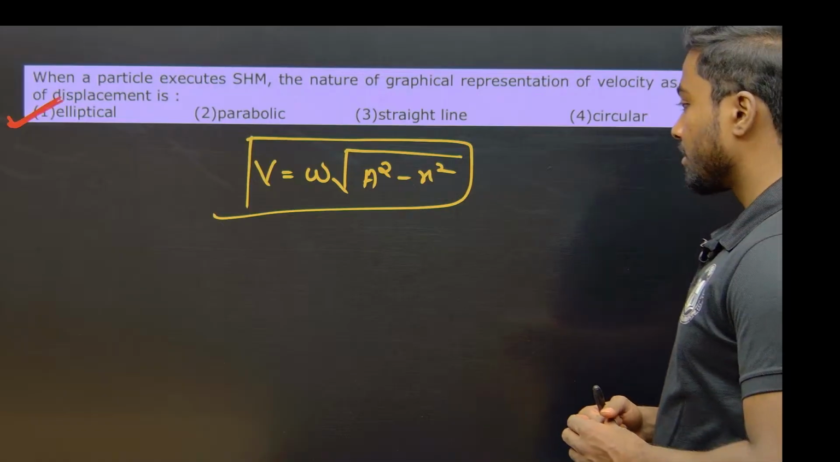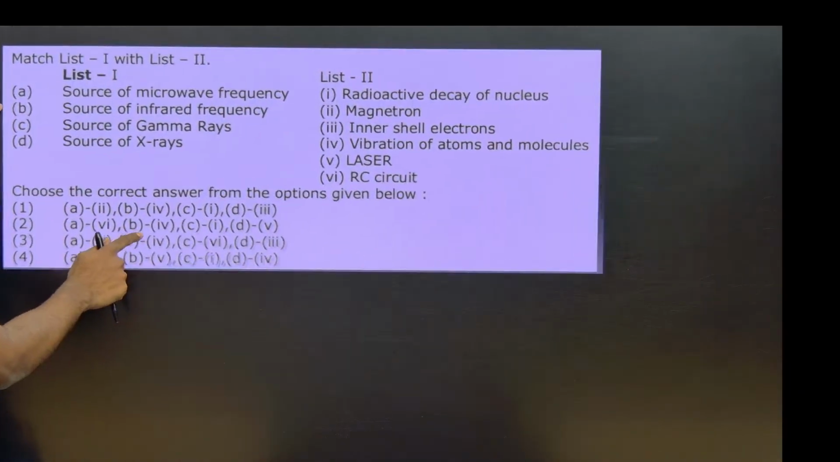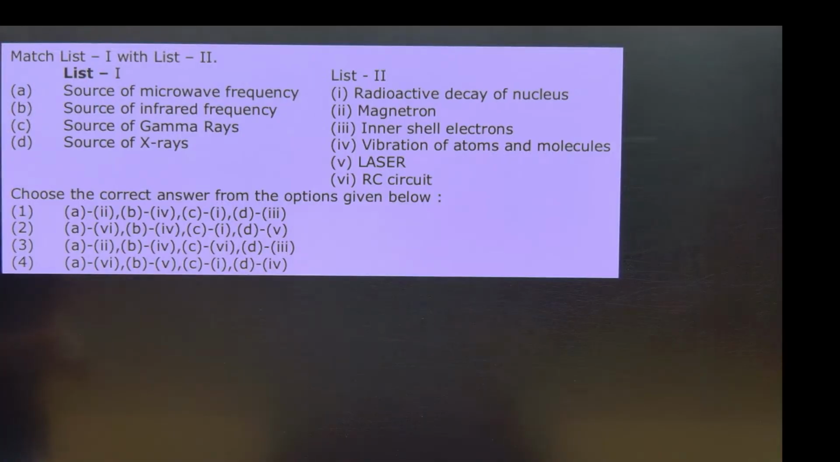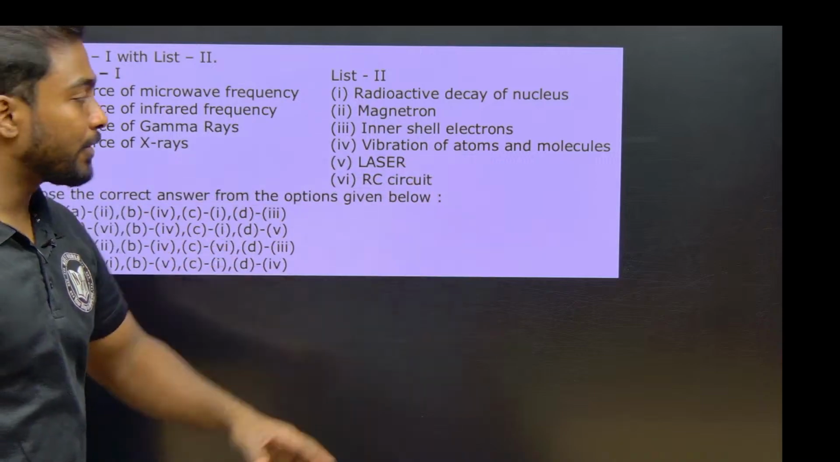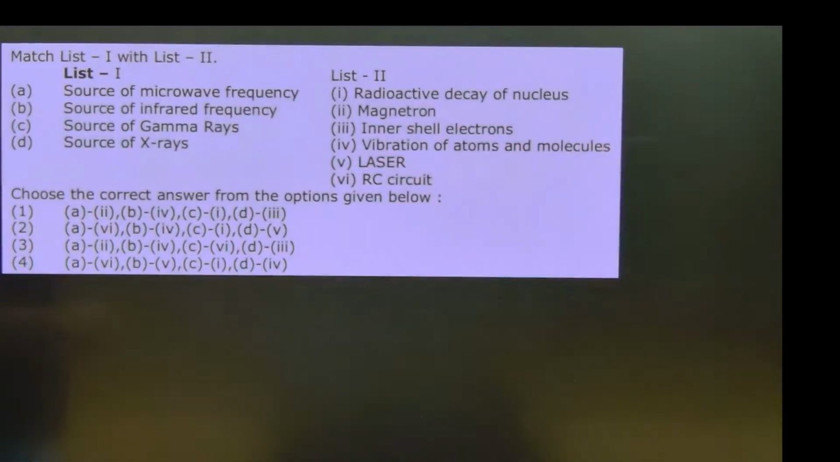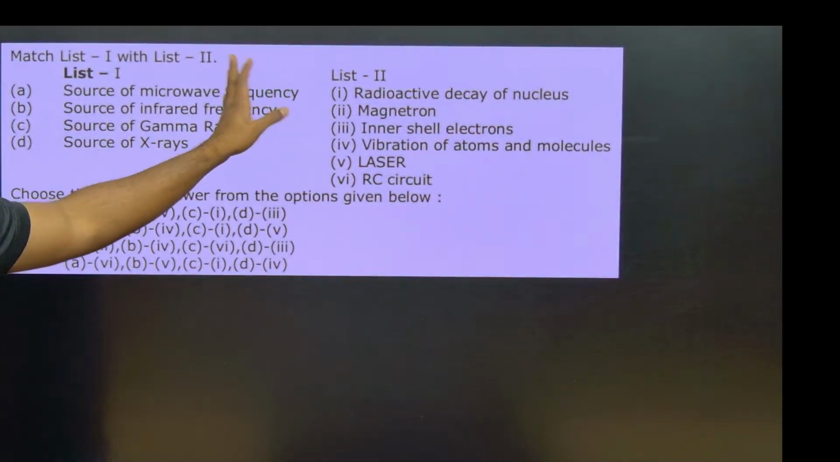The next question is, match list 1 with list 2. List 1 is source of a microwave frequency, source of infrared frequency, source of gamma rays, source of X-rays. And list 2 has six items: radioactive decay of nucleus, magnetrons, inertial electron, vibration of atom and molecule, laser and RC circuit. Out of the 4 options, I should match list 1 to list 2.